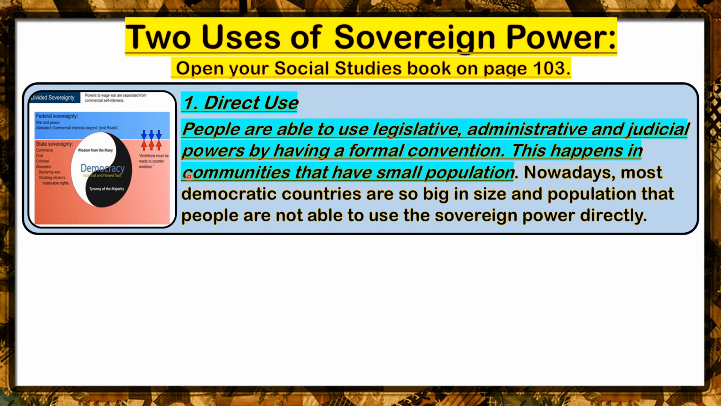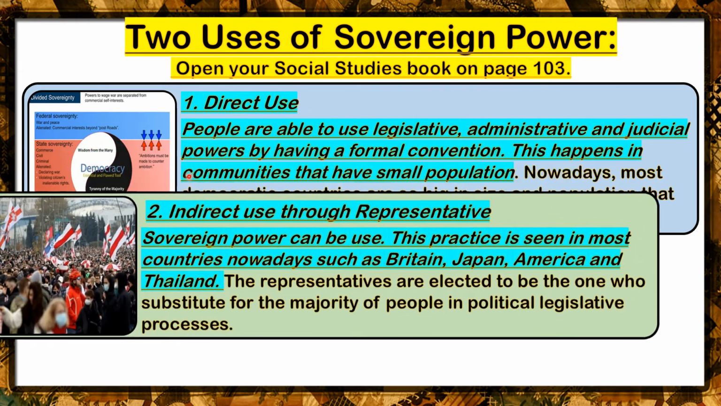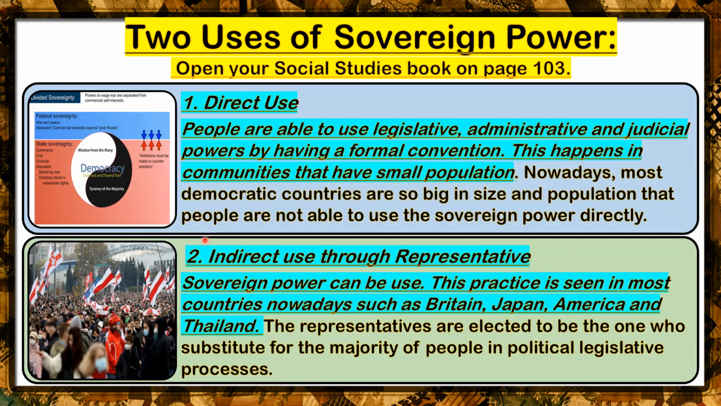Now, if the size is big, then we proceed to the second use, which is indirect use through representatives. Because the country or the community is big, each community, city, or province has representatives voted by the people. So the second one, indirect use through representatives, is how sovereign power can be used. And this practice is seen in most countries nowadays, such as Britain, Japan, America, and Thailand.